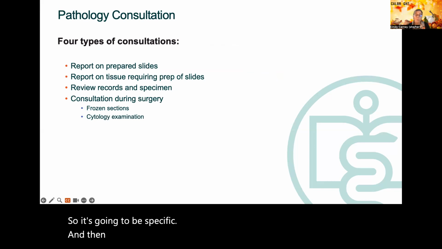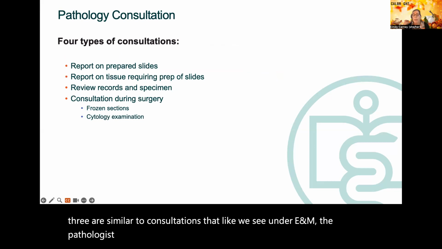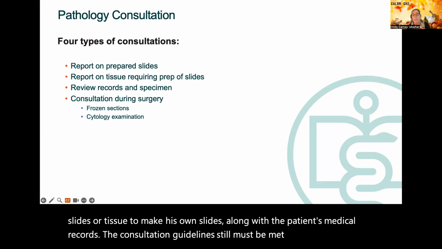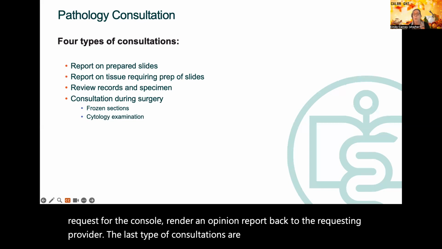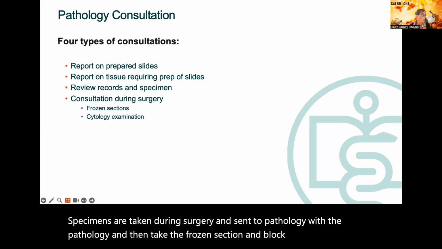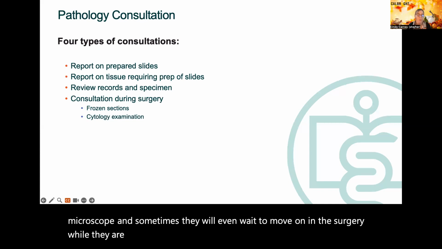And then consultations under pathology, we have 4 types. The first 3 are similar to consultations that we see under E&M. The pathologist receives prepared slides, tissues from which he makes his own slides, or tissue to make his own slides, along with the patient's medical records. The consultation guidelines still must be met, such as a request for the consult, render an opinion, and report back to the requesting provider. The last type of consultation is for consultations during surgery. So specimens are taken during surgery and sent to pathology, where the pathologist then takes the frozen section and block to view under the microscope. And sometimes they will even wait to move on in the surgery while they are waiting for the results from that pathology report.